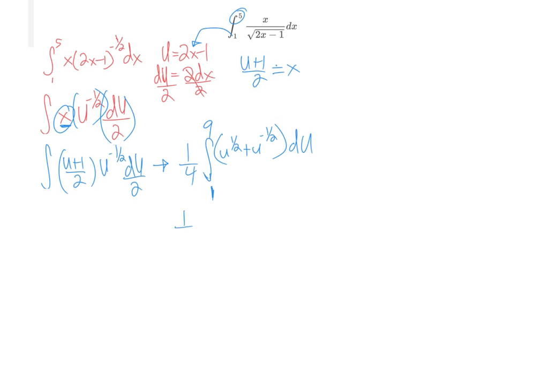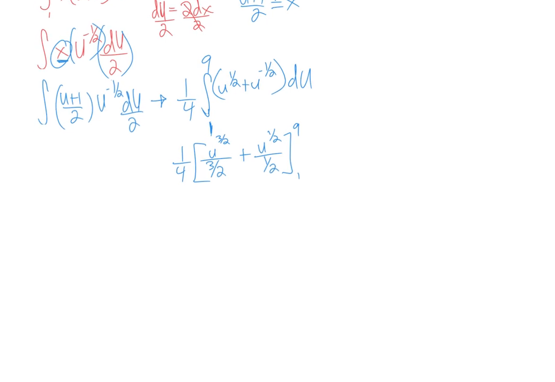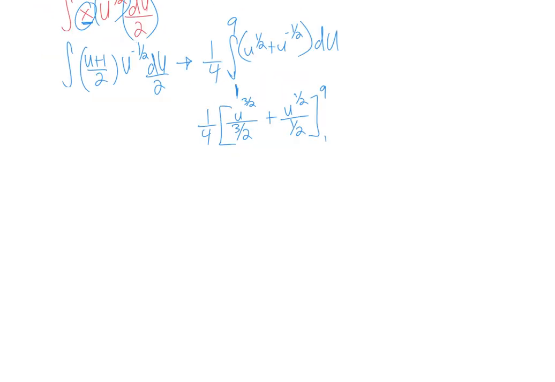Okay, so now I'm going to go 1/4 times u to the 3/2 divided by 3/2, or multiplying by 2/3, plus u to the 1/2 divided by 1/2, or multiplying by 2, evaluated from 1 to 9. So let's just see what this comes out to be. So 1/4 times 2/3 times 9 raised to the 3/2 plus 1/4 times 2 over 1 times 9 raised to the 1/2, and then we will subtract the same thing with 1.